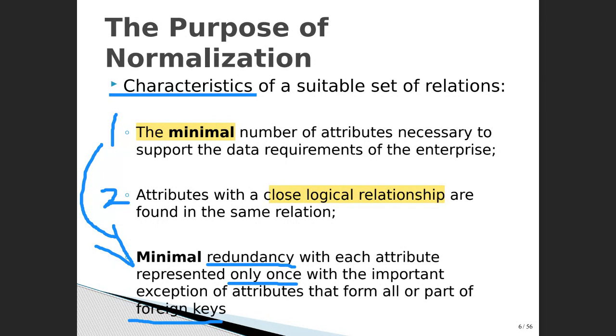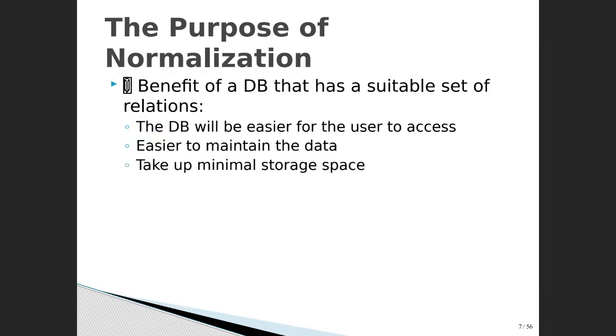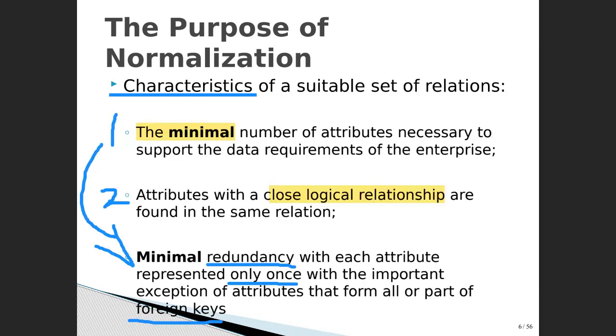If we have a foreign key, for example, related to the base relation, it's a must to have this attribute because it's a foreign key. This is just an exception, okay? But otherwise, we need to have attributes with no redundant data, which appears only once in the same relation or in related relations, and has a close logical relationship with other attributes. All right, so these are the main characteristics of a suitable set of relations.